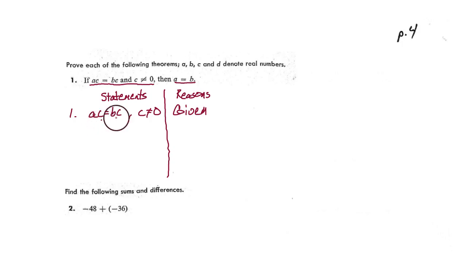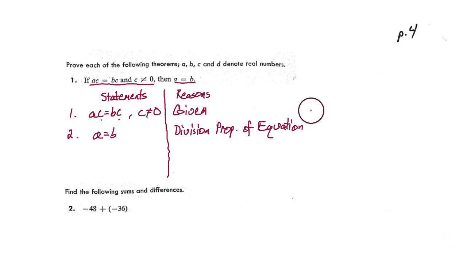Can you think of a way to make those C's cancel away? Let's divide by C. If you divide both sides by C, you get A equals B. Now, what's the reason you're allowed to divide both sides by C? That's called the division property of equality. So this proof had only 2 steps. The first step was simply to write down the given information, and the second step was our conclusion. Most proofs are much longer than that.